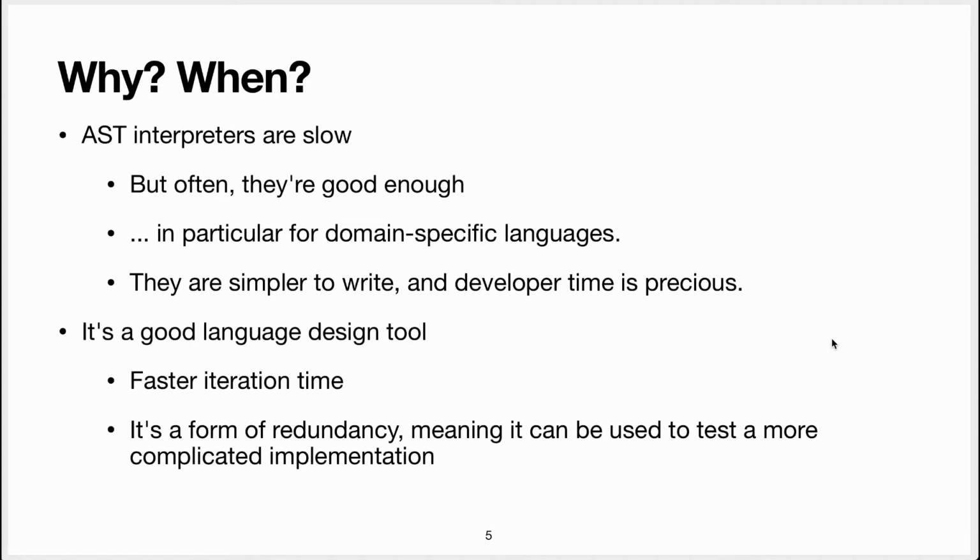So why write an AST interpreter? Well, sometimes speed is not the key consideration. Okay, often they're good enough. And that's typically the case for domain-specific languages. So not a general purpose language, but a language for queries, a language for parsers, things like that, things that are not going to run all the time, and it's okay if they're a bit slower.